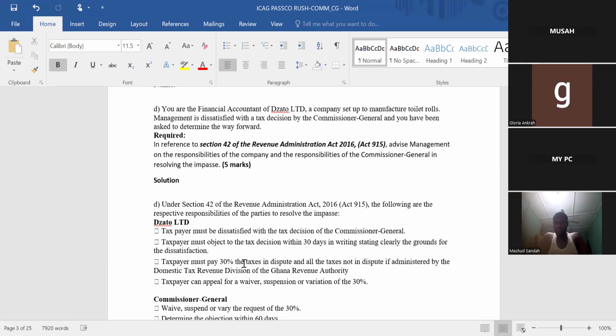If that particular issue is in relation to the Domestic Tax Revenue Division, you have to write to the Commissioner. If the Commissioner is not giving you a response, then you can write to the Commissioner General. But the law gives you room: if you want to write straight to the Commissioner General, you can, lodging your complaint. And the law says that you have 30 days to object after you have received the notice of assessment.